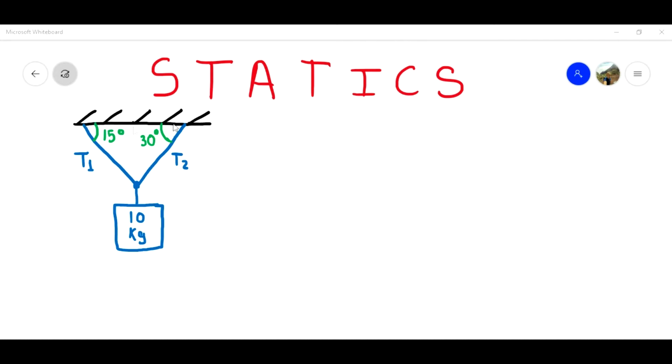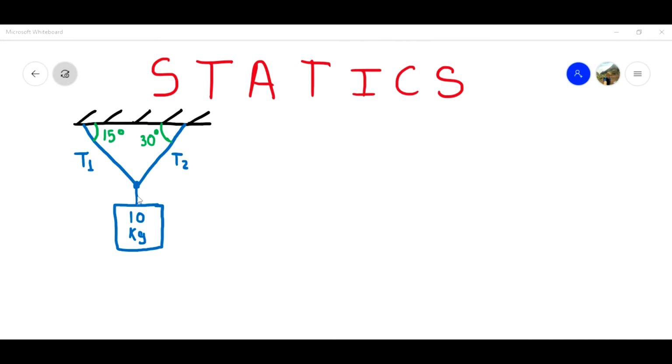This is a roof. Attached to the roof, there are two wires, these blue wires, this one over here and this one over here. They are holding a block whose mass is 10 kilograms. So I have three wires, and those wires need tension in order to support this body. I have tension 1 and tension 2.